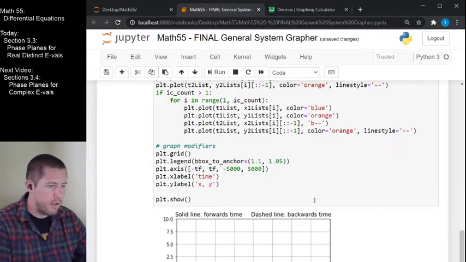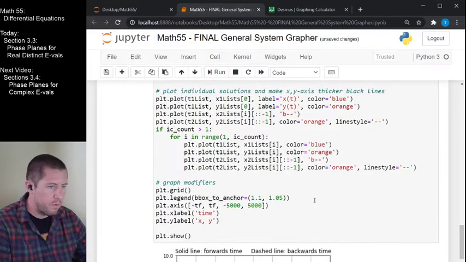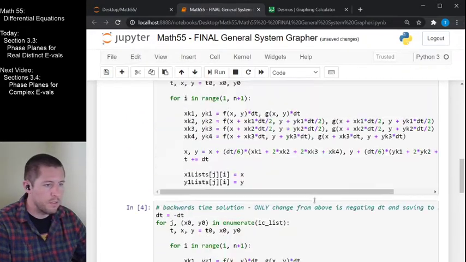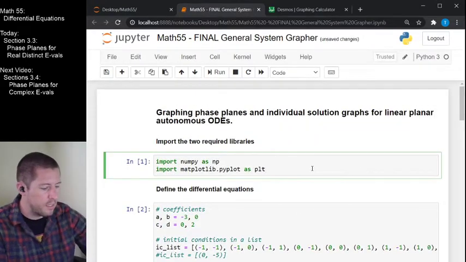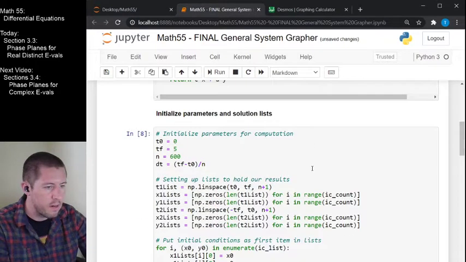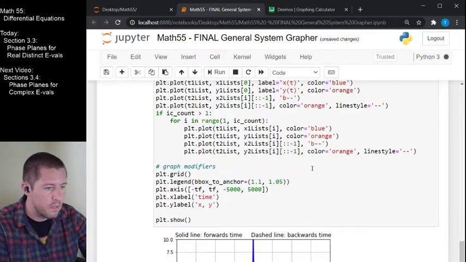Hey, where's a bunch of my forwards and backwards time solutions? How is this possible considering I just did this 5 minutes before I started this to make sure that this works?